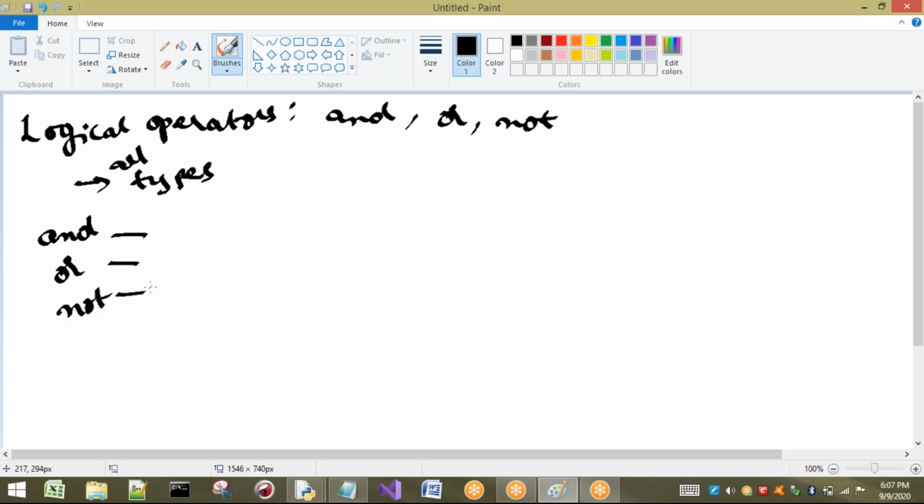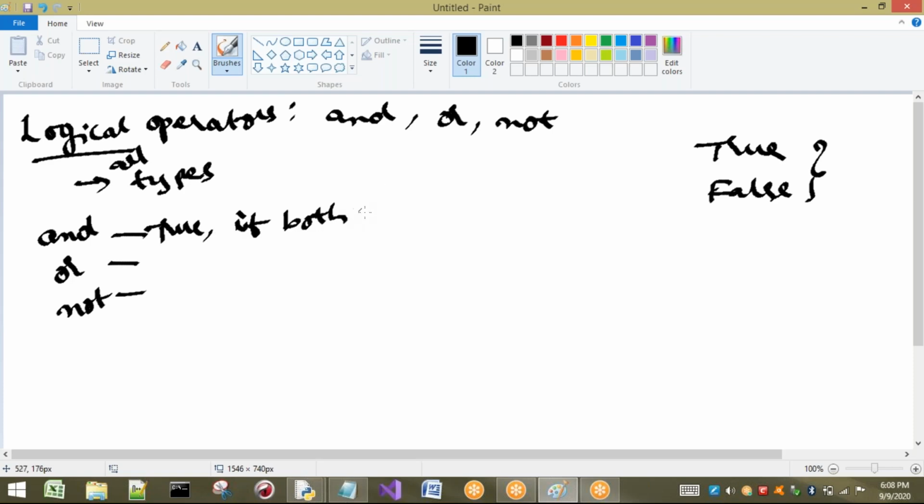First one, AND operation. Here we are going to say logical operations. Mainly we are going to focus on true or false. Logical means we are going to focus on true or false. Here AND means the result will be true if both operands are true. You have to remember this rule. Except this case, remaining all are false.